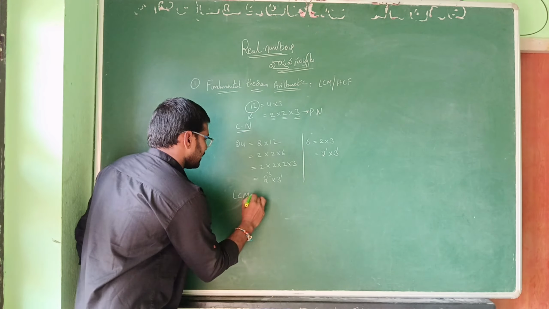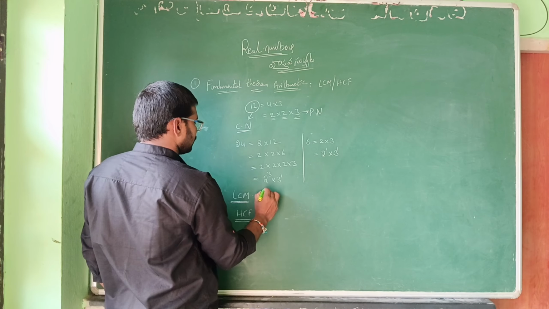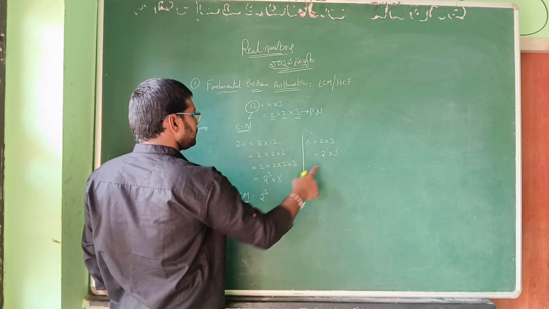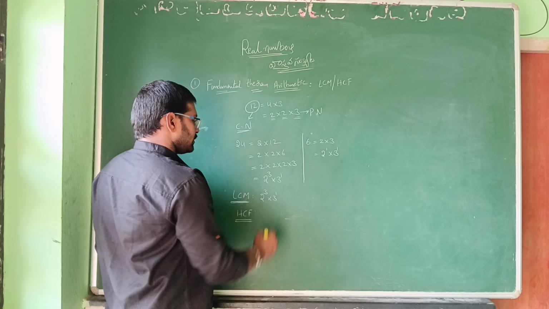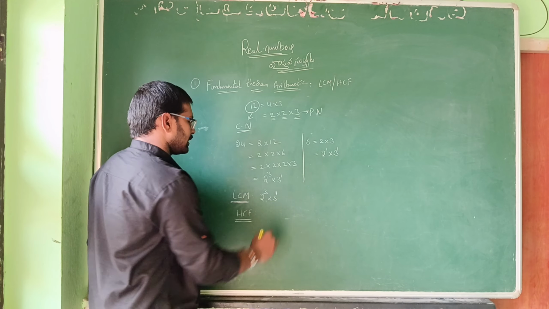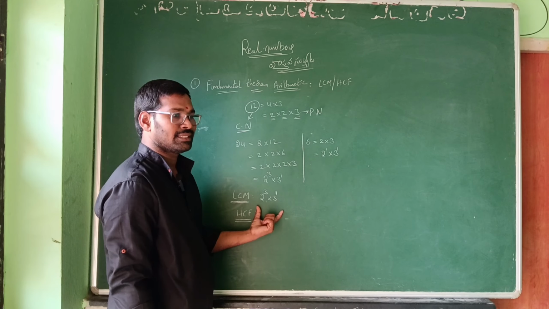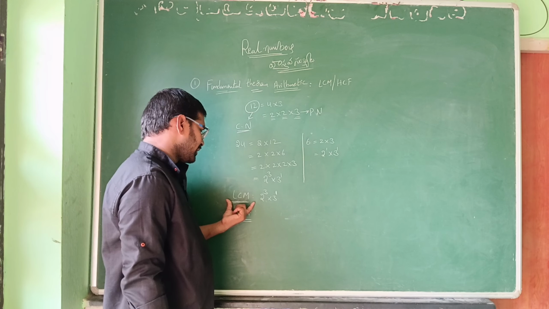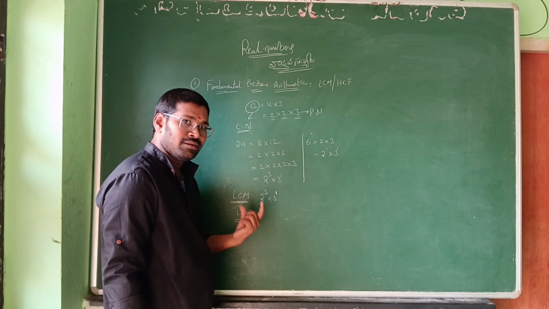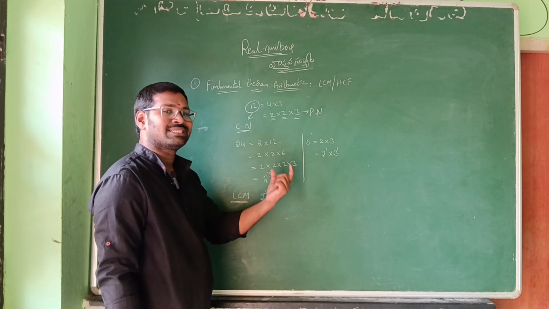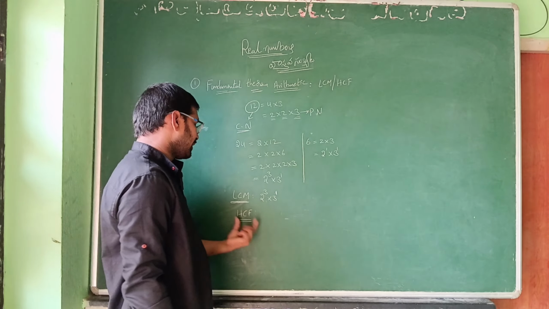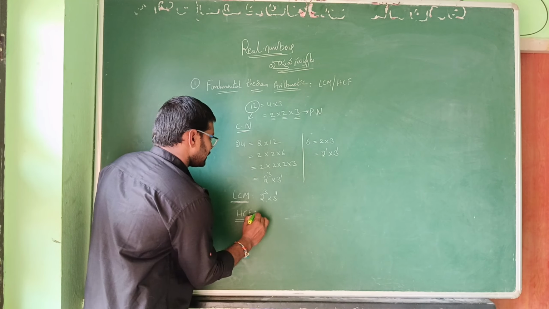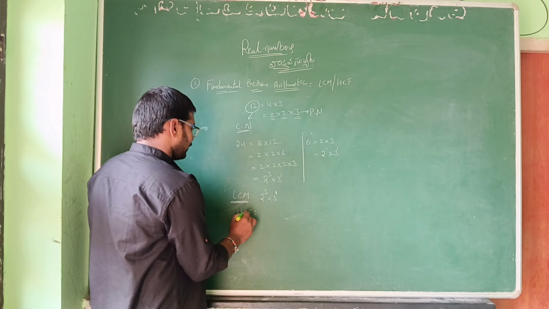See LCM. What is the highest power between 2 power 1 and 2 power 3? 2 power 3. For 3 power 1 and 3 power 1, what is the highest power? 3 power 1. Here you should take only the highest powers. LCM means least common multiple, but you should take highest powers only.